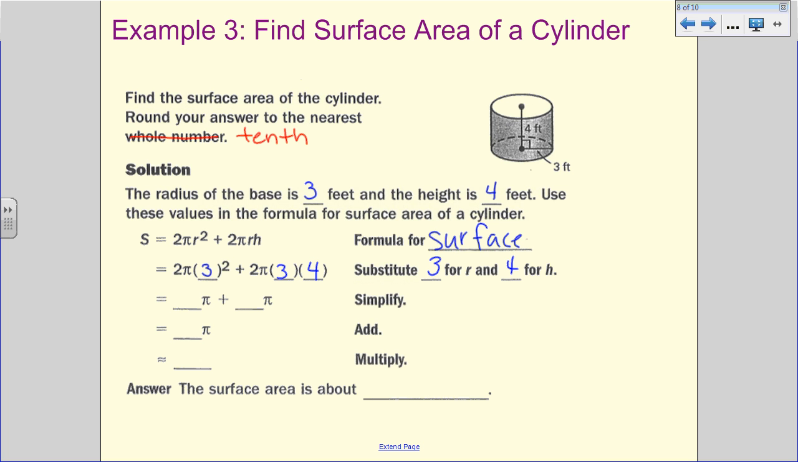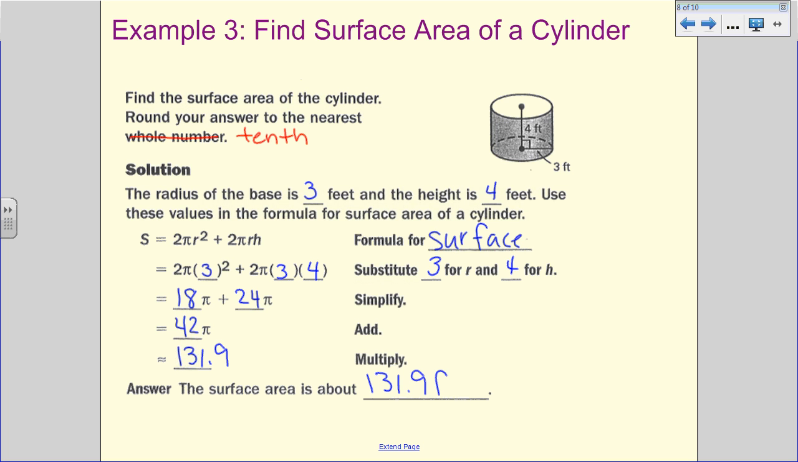So we're going to keep it in terms of pi at that point. Watch what we can do. This is going to give me 2 times 9, which is 18 pi, and 2 times 3 times 4 is going to give me 24 pi. And so when we add those together, it's kind of like adding x's. 18x plus 24x is just going to give me 42x, so this is 42 pi. And then we're going to take our calculators and do 42 pi, and that gives me 131.9.